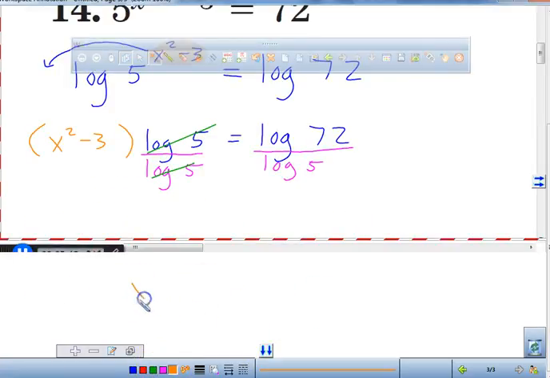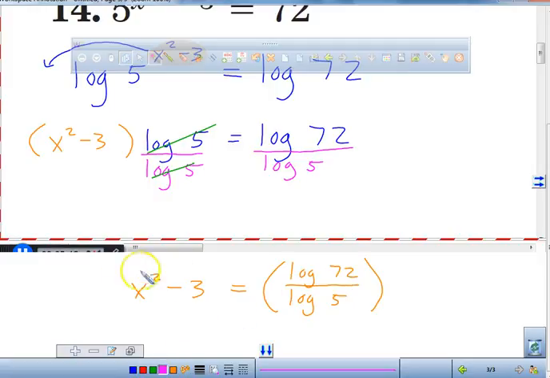So here's what you have left: x squared minus 3, which is equal to whatever log of 72 divided by the log of 5 is. If you type this into the calculator, it would be a really ridiculous decimal. Okay? Now that we have this, what are we going to do next?